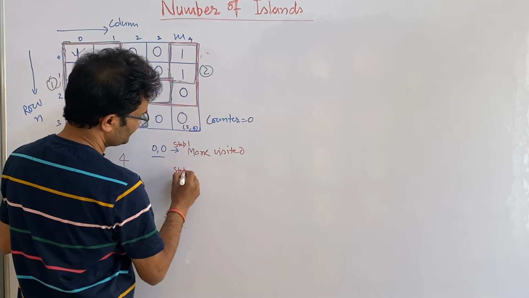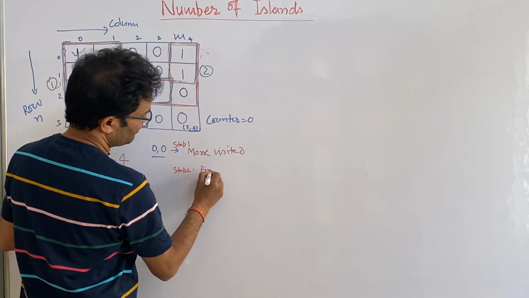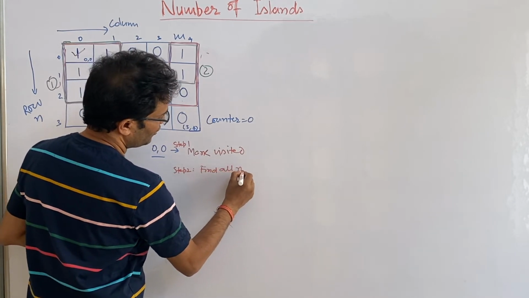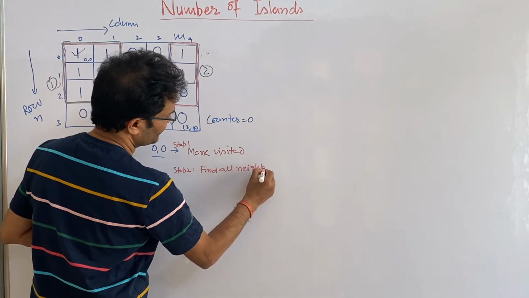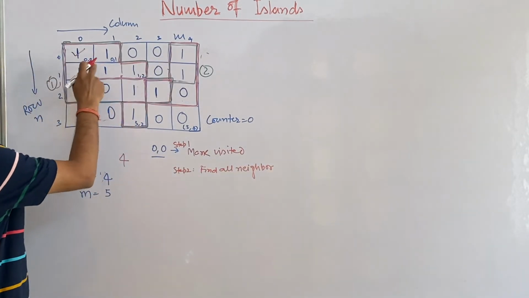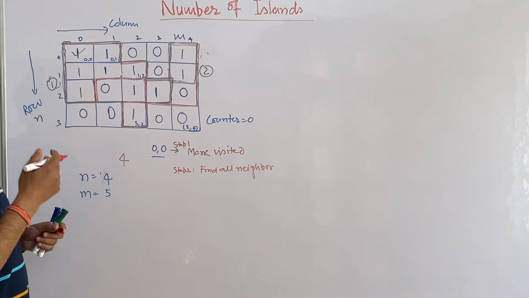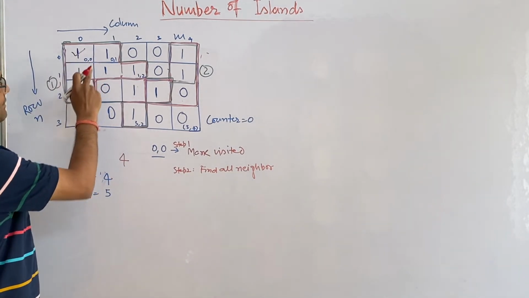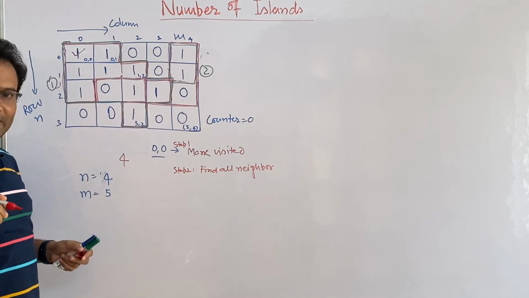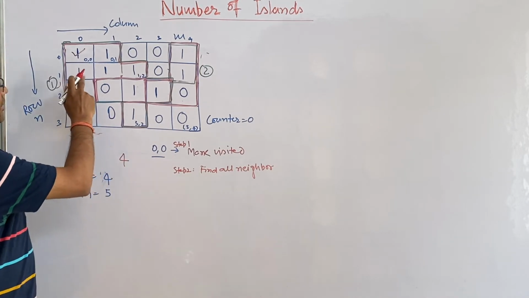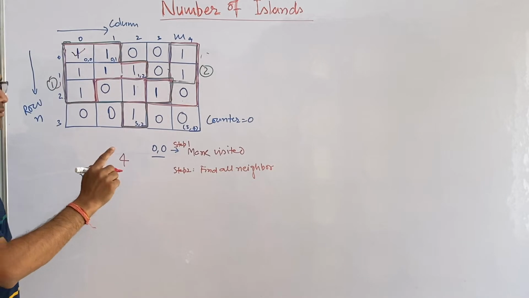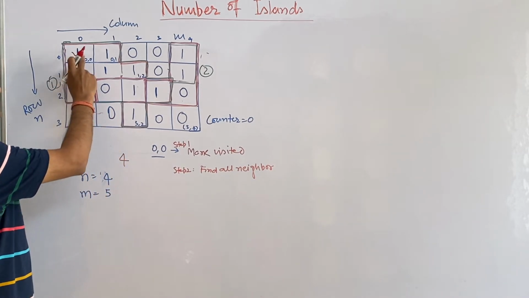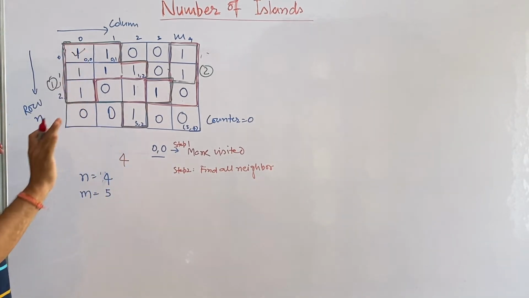Step two, find all neighbor elements. So what are the neighbor elements for that? And mark them visited also. This is the question, because neighbor means only horizontally and vertically. So find out all the horizontal and vertical neighbors for this element and mark them visited also.